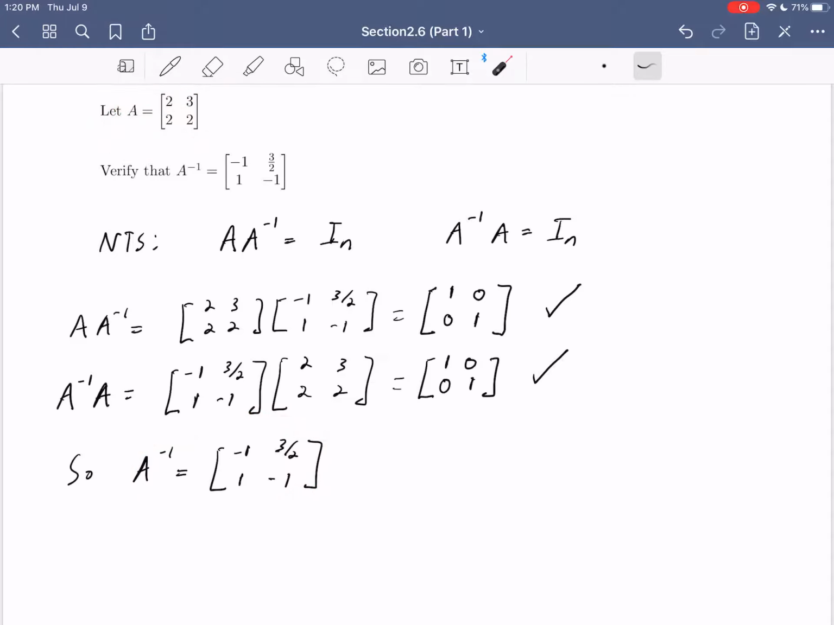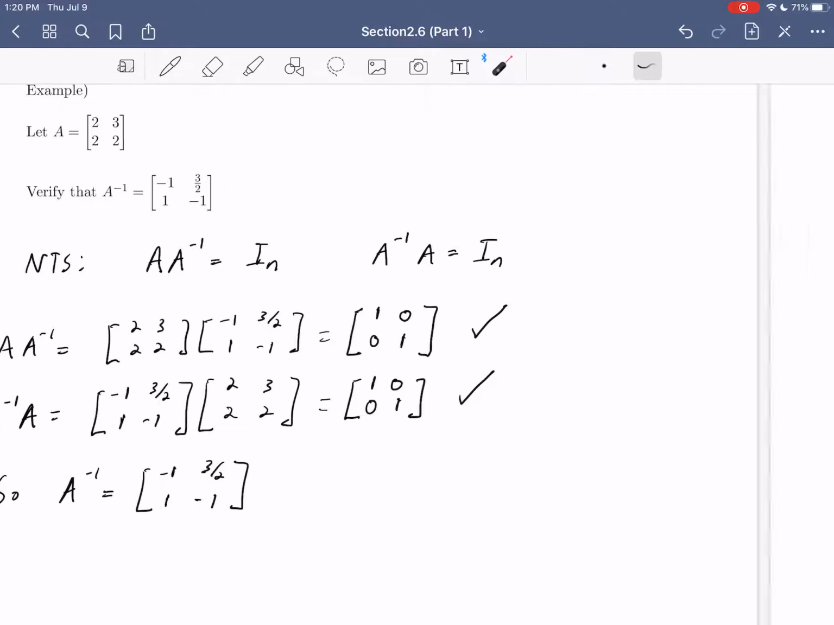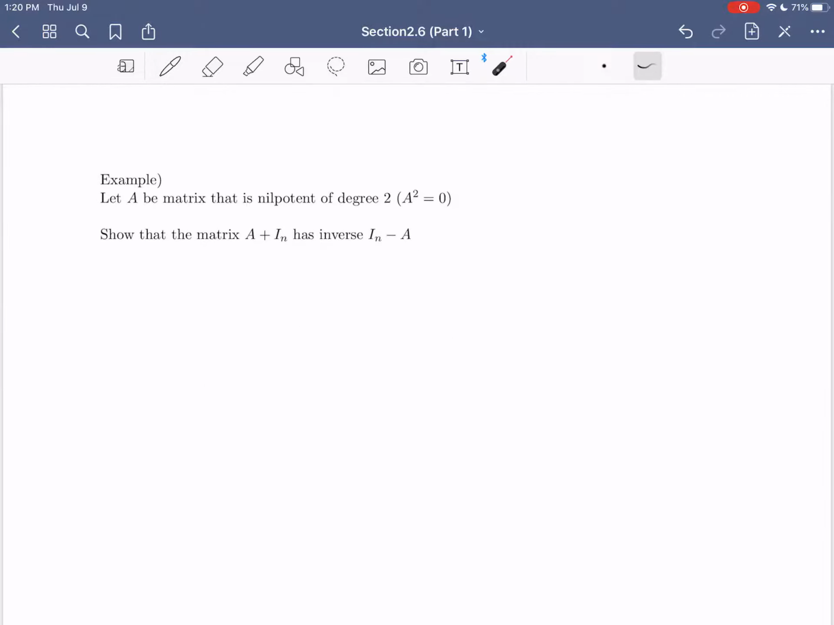Okay. So that's just a quick example to make sure we understand what it really means to be the inverse and how you would verify that computationally. Let's see if we can also prove a little theoretical result, sort of in a similar manner. So, as for this example, we're going to assume that A is a matrix that is nilpotent. If you've looked at some of the suggested exercises, I believe in the textbook and definitely some of the ones that I've written for you guys, you'll see that nilpotent is sort of a special type of matrix.